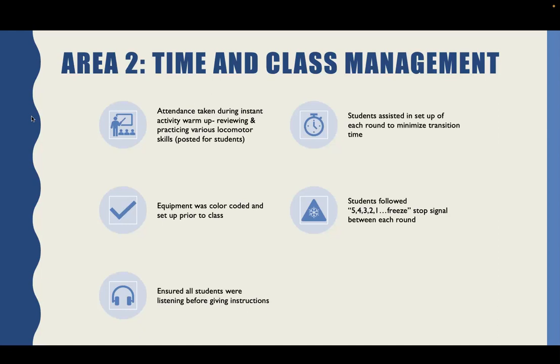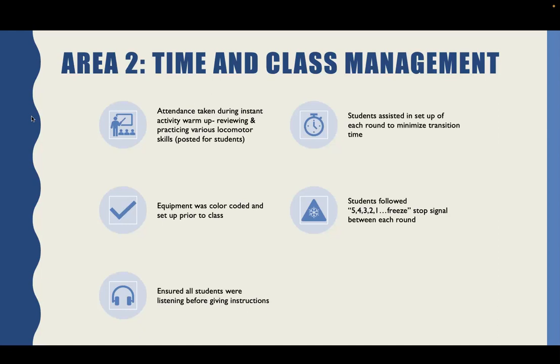Students were also a part of the lesson by assisting in the transitioning for each round by helping set up equipment. We had to set up dots each round, or hotspots, and they were able to assist with that, which helped each round move a little bit smoother. The equipment was also color-coded, and I had it all set up prior to the class starting, which allowed students to understand where it went, where they should be, and how to set it up during transitioning.